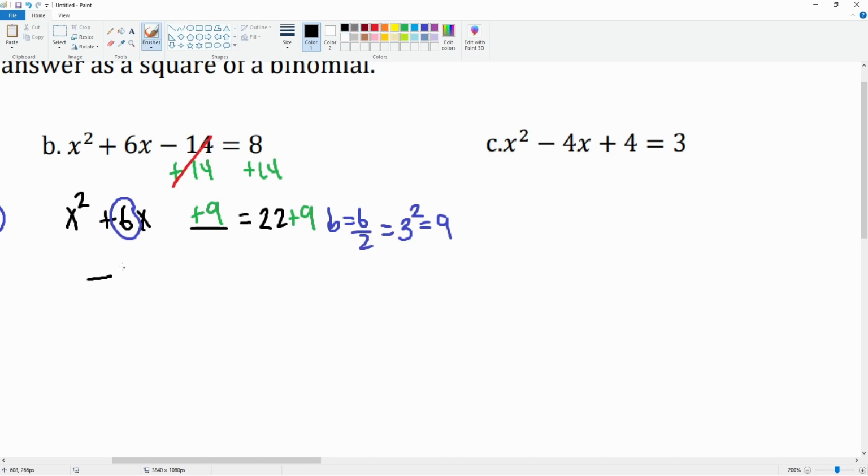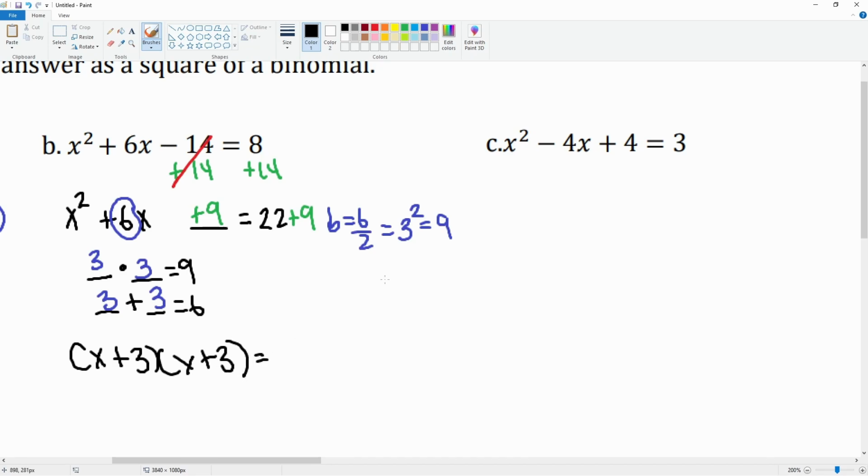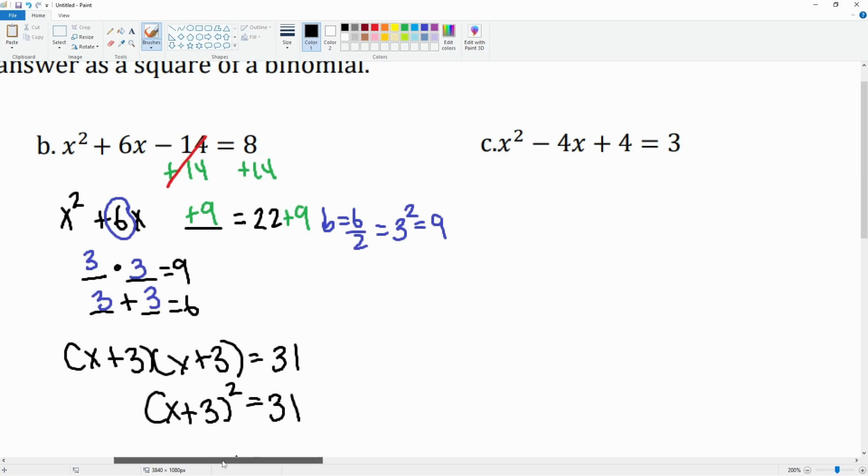You're trying to find two numbers that multiply to make 9 that add up to 6. And in this case, it is the 3. They're going to be the same. So in factored form, x plus 3 times x plus 3, and 22 plus 9 is 31. So here we can write it as x plus 3 squared is equal to 31. You want to leave it here.